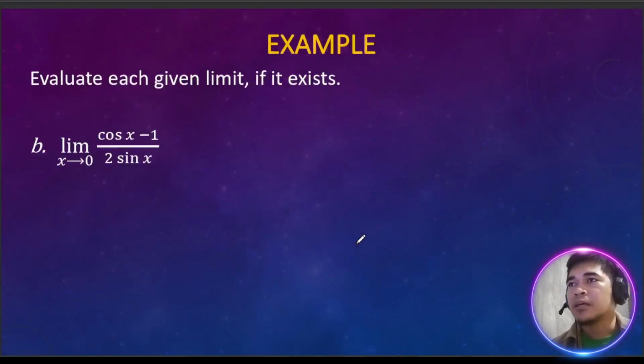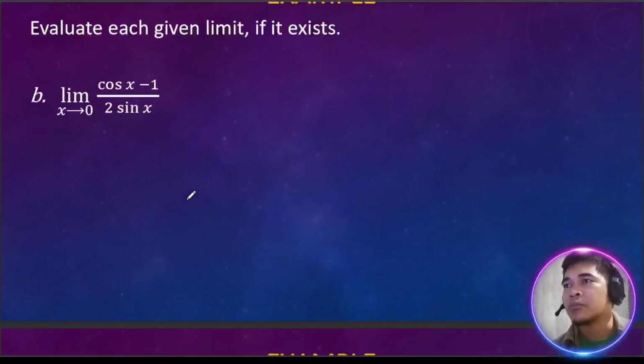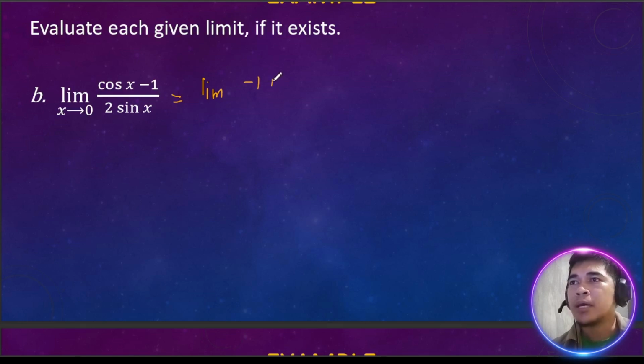Letter B, limit of cosine x minus 1 all over 2 sine x as x approaches 0. So, kaning numerator, anggid siya sa ikaduha, 1 minus cosine x. So, atong buhaton, atong parihason si numerator. Equals limit, negative 1 plus cosine x, if you are going to rearrange it, over 2 sine x as x approaches 0.